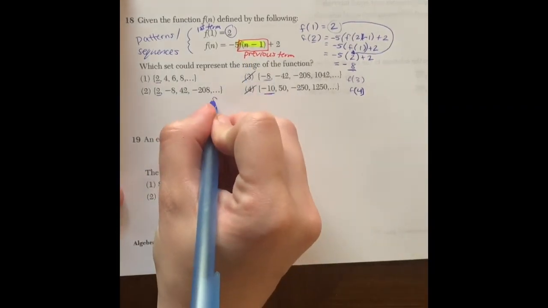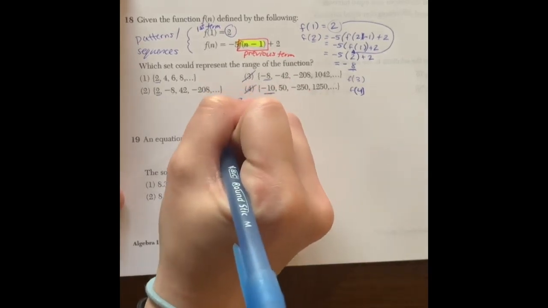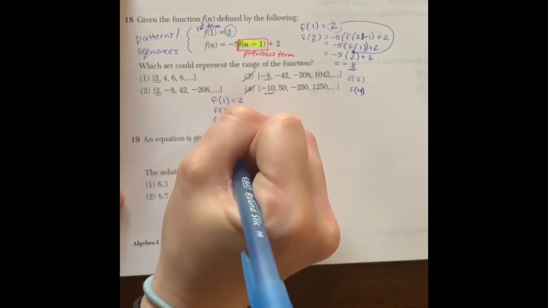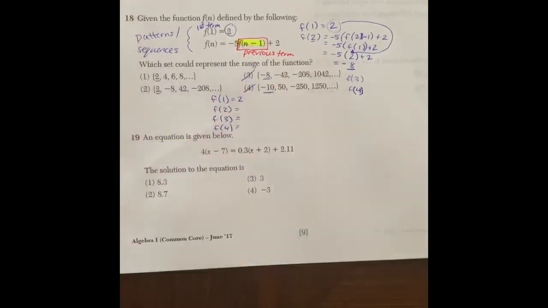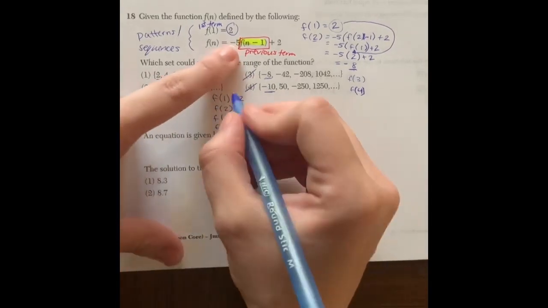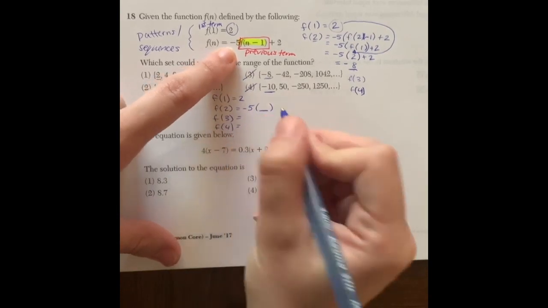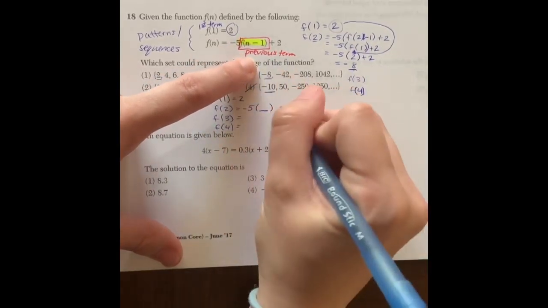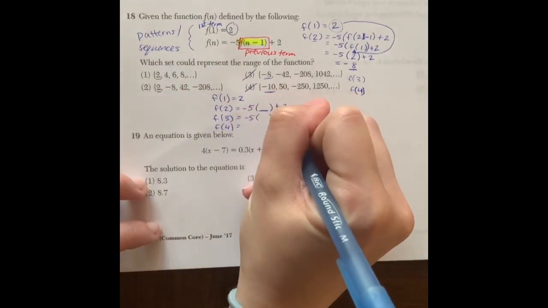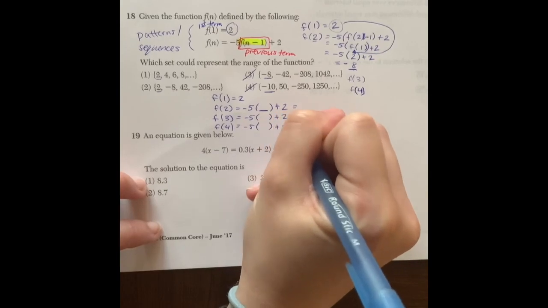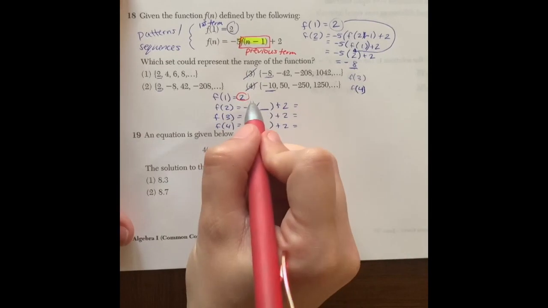So I'm just going to do that over here. F of 1 equals 2, right? So I'm going to find f of 2, f of 3, and f of 4 because there are 4 terms in my choices. So I'm going to set myself up using this formula. I do -5, parentheses, I'm going to be multiplying something in here, right? The previous term, plus 2. And I'm going to set that up for each piece.